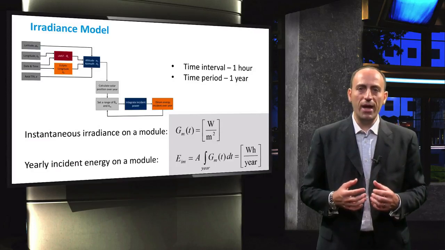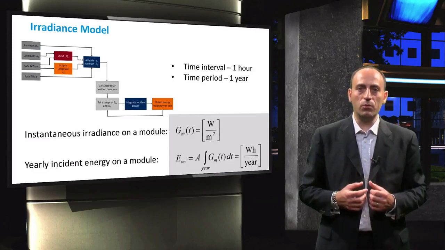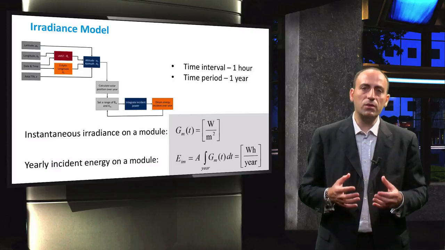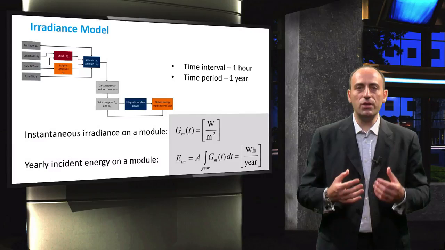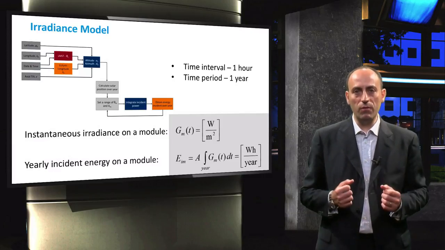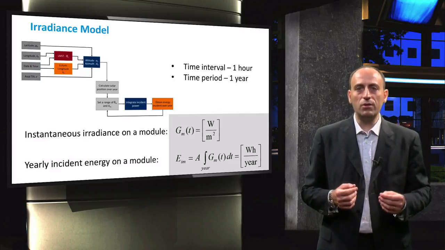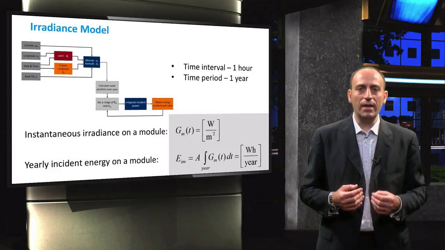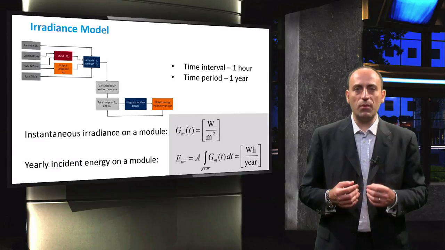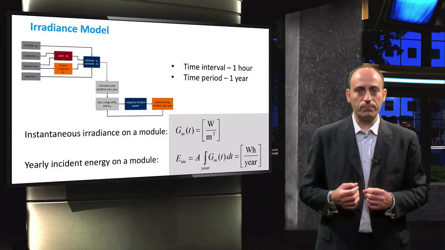Integrating the GM values over the full time period, which is generally 1 year, gives the annual incident energy density. Multiplying this energy density by the surface area of the PV module gives the amount of energy incident on the PV module in 1 year. This is denoted by EIM and is expressed in watt-hour per year.